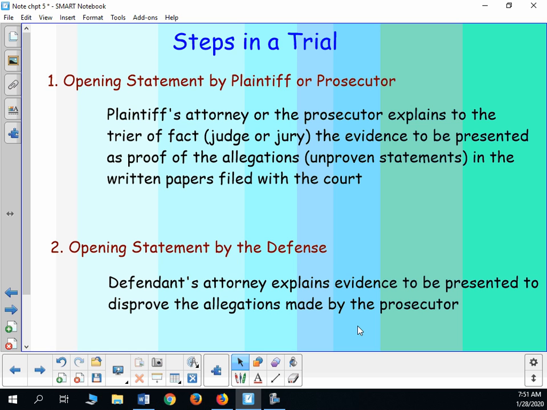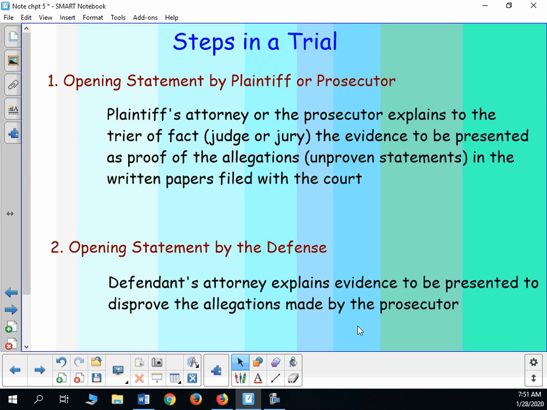Okay, so let's move on. Let's look at steps in a trial. Now, if you remember from government, we talked about something called due process. Due process is that everybody gets the same type of trial. And what we're looking at right now are the steps in the trial, and these steps are the same whether you are rich or poor, civil case or criminal case. The steps in the trial remain the same. There are some variances depending on some circumstances, but the general idea will always be the same.